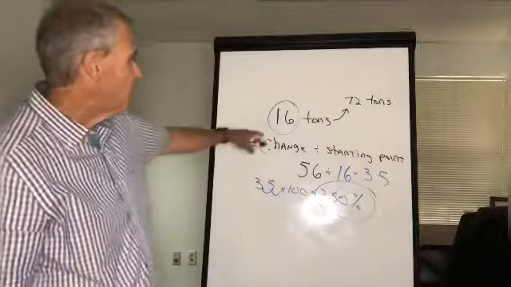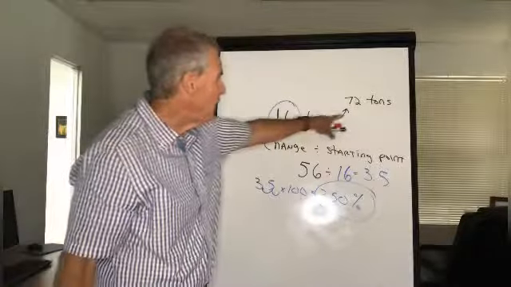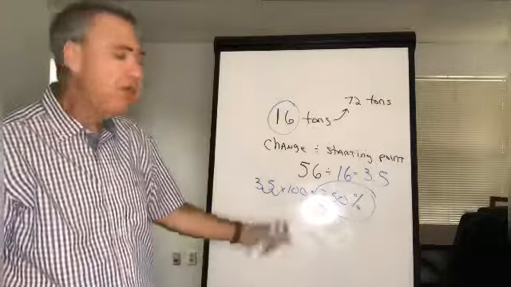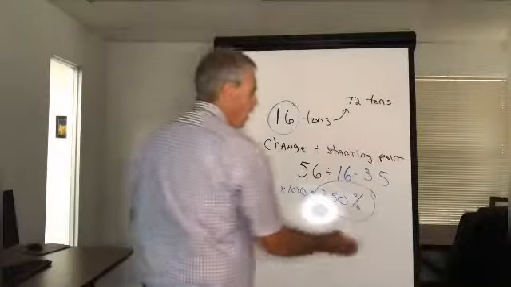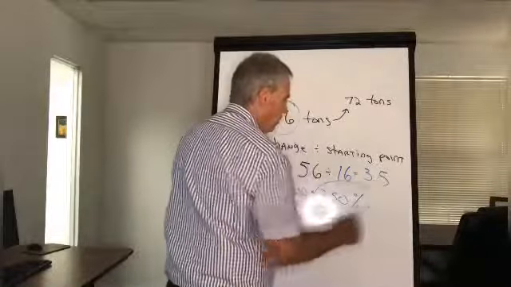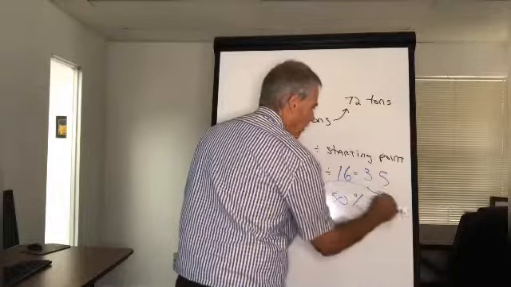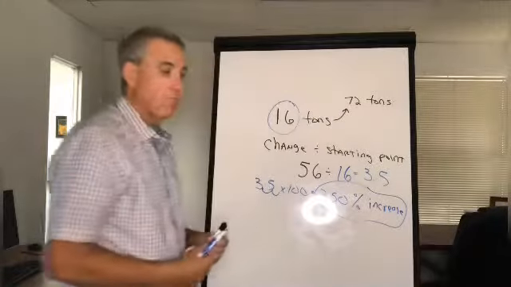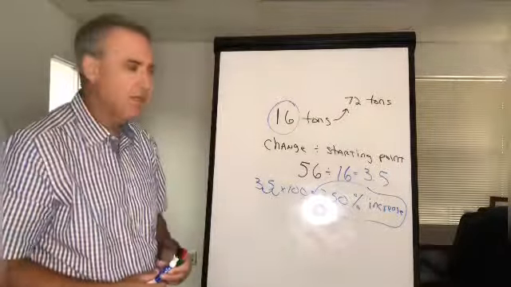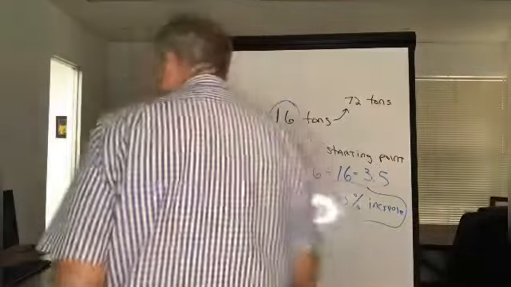So what is the percent increase from 16 to 72? It's 350%. And by the way, you need to say percent increase, because that's what it is. It's a percent increase. Let's try another one. Let's try a percent decrease.